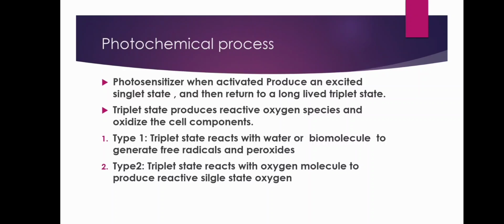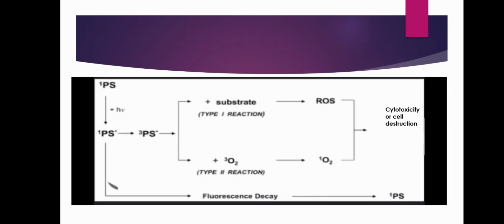So depending on the type of reactions, there can be two types of process, which are given as type 1 and type 2. In the type 1 process, the triplet state of the photosensitizer will combine with the water molecule in order to produce some peroxides or free radicals, which will eventually lead to the destruction of the tumor cells. In the type 2 process, the triplet state of the photosensitizer will combine with the oxygen molecules to form singlet state oxygen, which is again a highly reactive state of oxygen, and that will again lead to the oxidization of the cells and thereby the cell destruction.